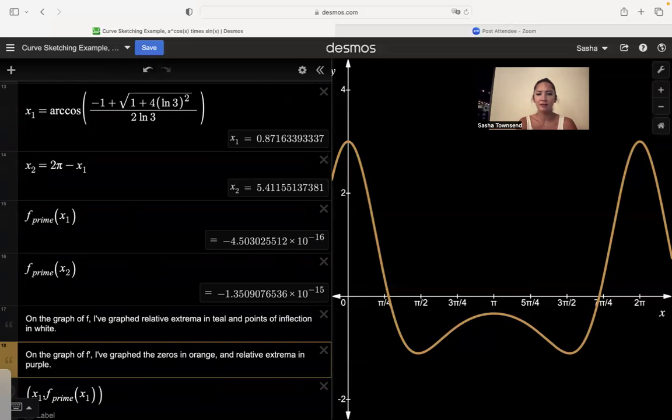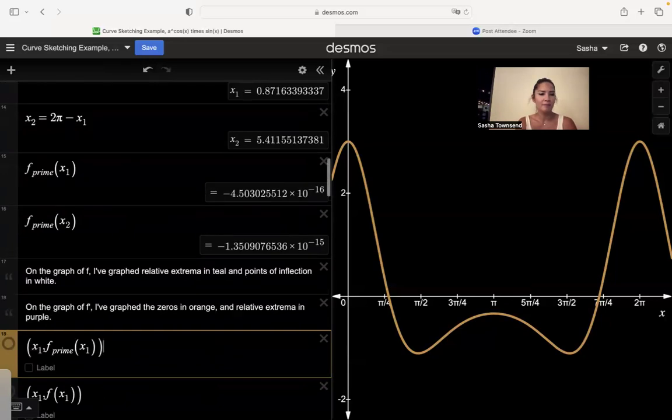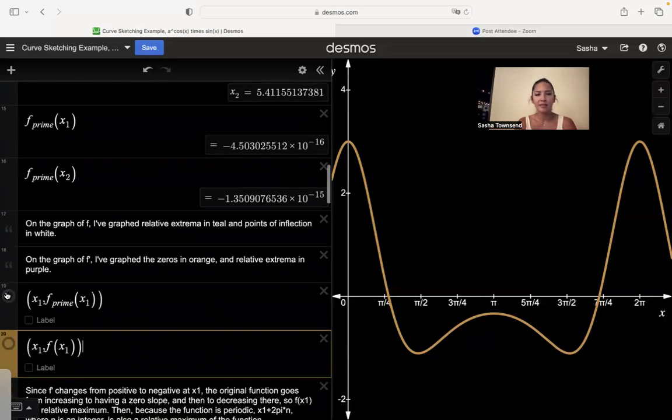So we can graph, plot that point, x1, and then f prime at x1. That should be a 0. And it is 0 according to Desmos when it's rounding on the graph. And then we'll also find the corresponding f value at, or the value of the function at x1.